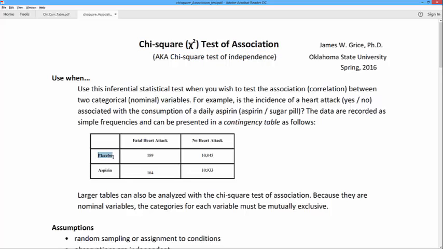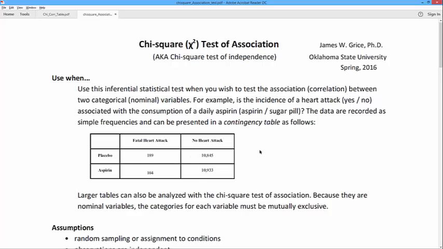So a large number of men either consumed a placebo, like a sugar pill, or they consumed an aspirin. And then over time, the doctors tracked and recorded whether those men had suffered a recurrent fatal heart attack or if they did not have another heart attack. So you can see here 189 men consumed the sugar pill and had a heart attack. 10,845 consumed the sugar pill and did not have a heart attack, and then similar numbers for the aspirin. So are these two variables, having a heart attack or not, versus consuming the placebo or aspirin, related in the population? That's the question we want to answer.